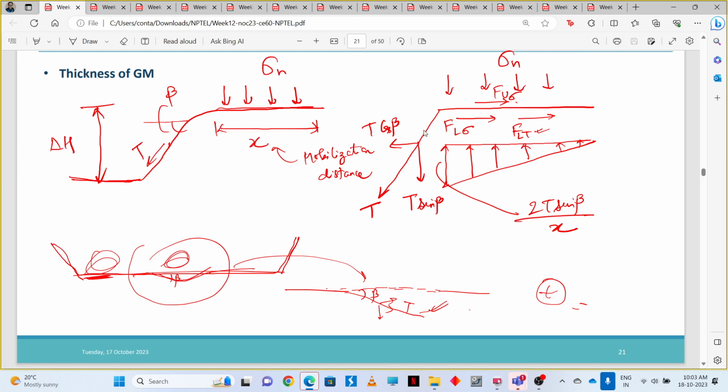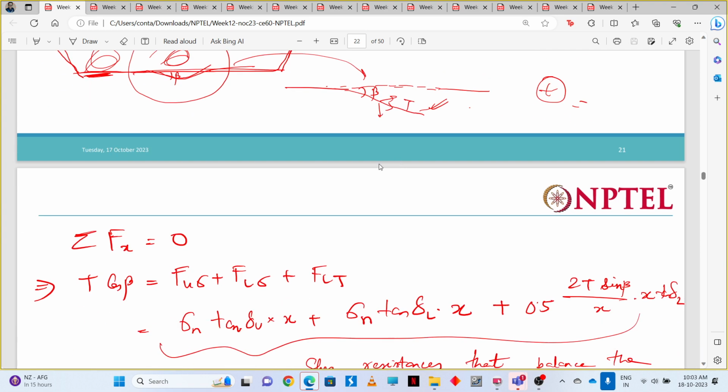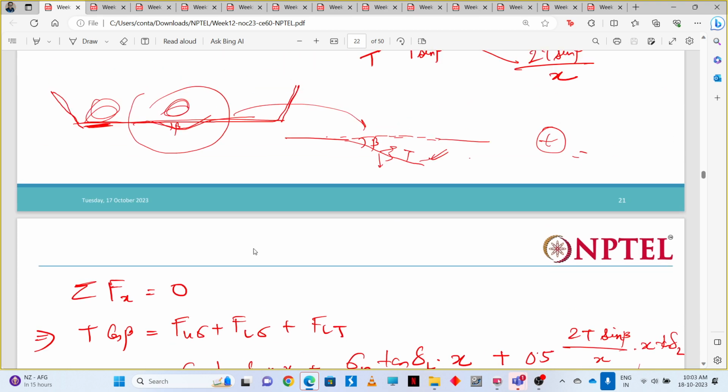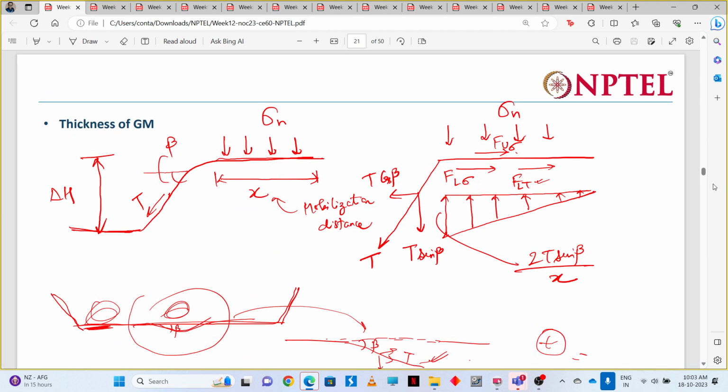The geomembrane should not tear up due to these tensile stresses. So we need to choose a thickness so that whenever there is excessive settlement, the tensile stress that develops doesn't tear up the geomembrane. So we need to choose the thickness in such a way. How do we find that out? What we did is we equated all the forces in the horizontal x direction.